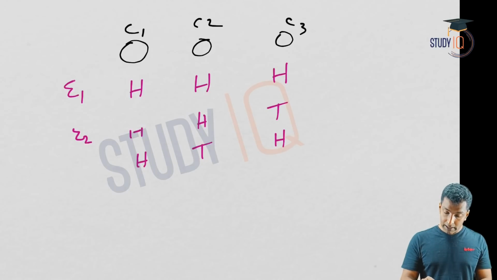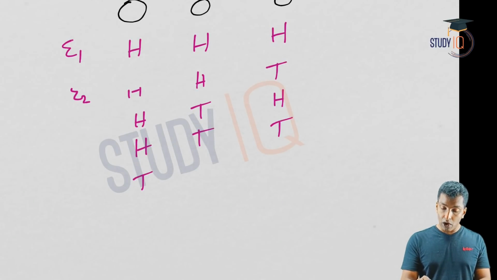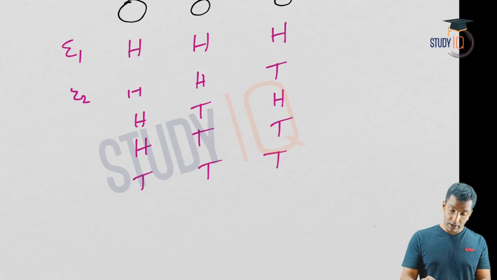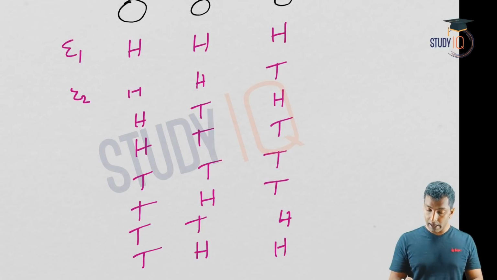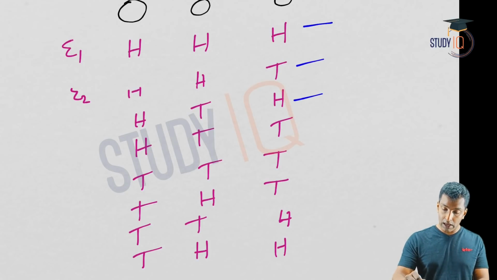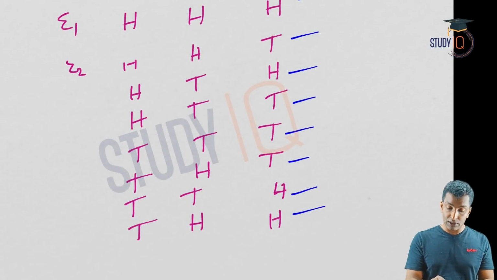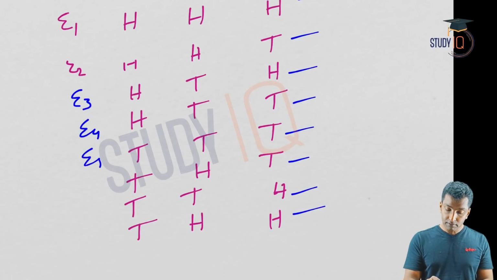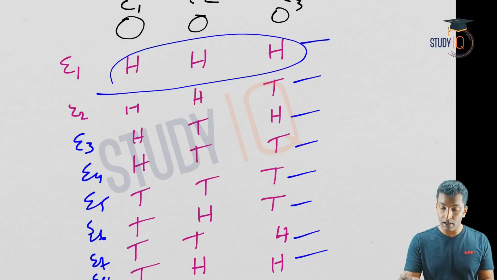Now, what is the next possibility? H, T, T. Both are tails now. Then what else is possible? All tails. Then you can see this possibility: T, H, T. Then T, T, H. Then T, H, H. If you count here: 1, 2, 3, 4, 5, 6, 7, 8. There are 8 possibilities. These are your elementary events. So this is E3, E4, E5, E6, E7, E8. E1 is getting all heads.